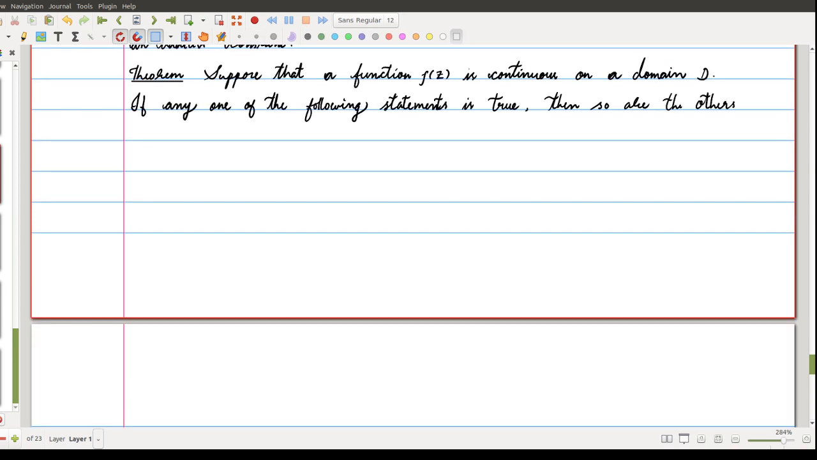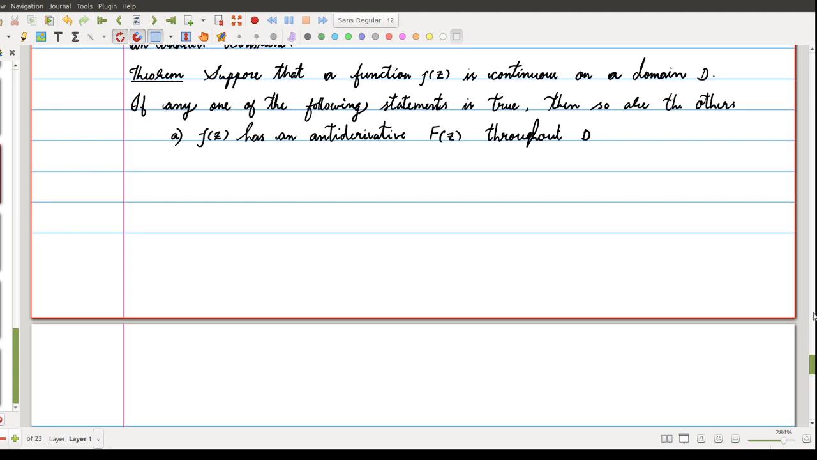Now we have a theorem. Suppose that a function f of z is continuous on a domain D. If any one of the following statements is true, then so are the others. That means there will be three statements A, B, C, and we can say that those three statements are equivalent.